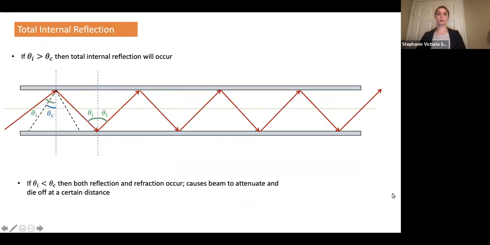So now we talk about total internal reflection. So we have a certain angle called the critical angle, which once again is dependent on the different mediums. But this angle tells us if the light ray will reflect or if it will refract. It's sort of a cutoff. So if our incident angle is larger than the critical angle, then total internal reflection will occur.